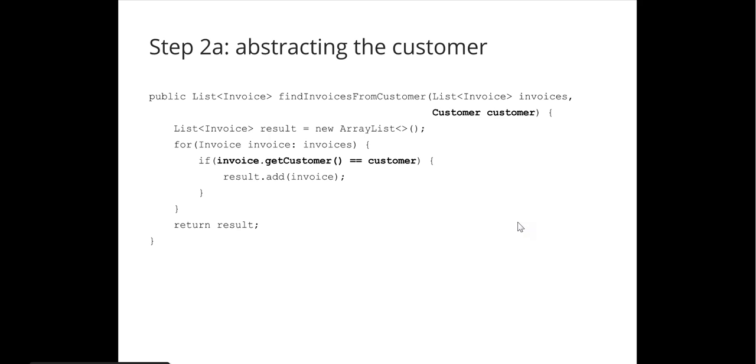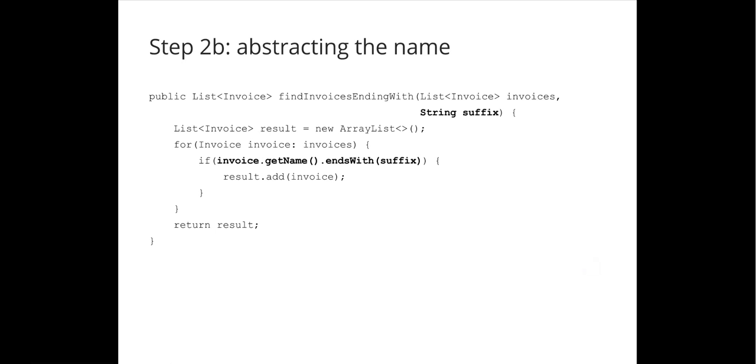Fantastic. So you've abstracted over the customer by making it a parameter. That's good. Less boilerplate, sounds good. Less code to maintain over time. But what if we go one step further? What if we want to find invoices with, say, a different title in the name? Like, say, we want to check if there's consulting or training in the invoice name.